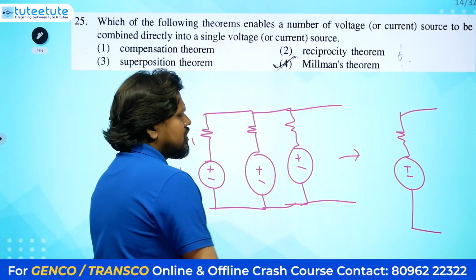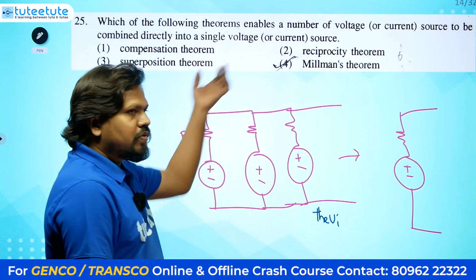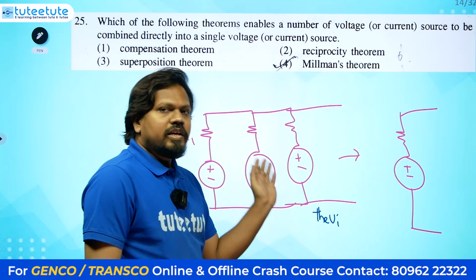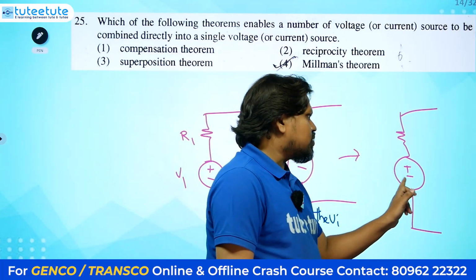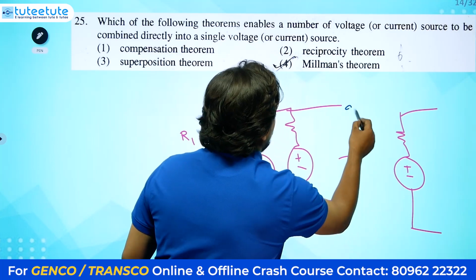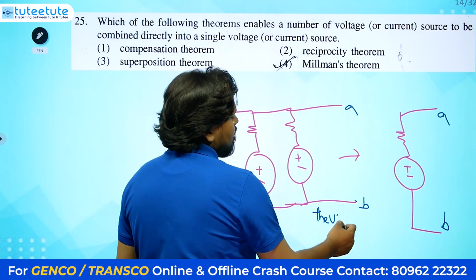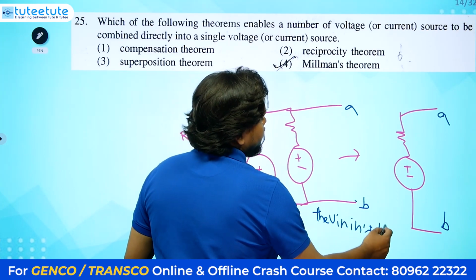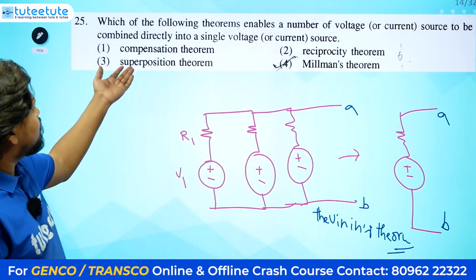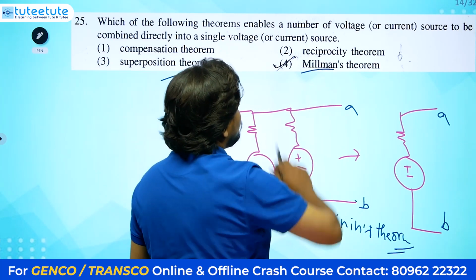What is this theorem? This is called Thevenin's theorem only. Any big network with at least one source and resistances can be transformed as a single voltage source in series with resistance between the terminals A and B, the same terminals A and B. So this is called Thevenin's theorem. But that option is not present. What are the options? Compensation theorem, reciprocity theorem, superposition theorem and Millman's theorem.